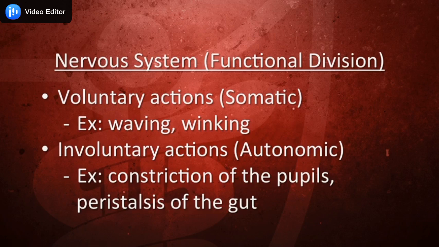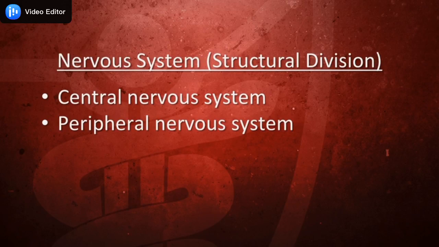Perhaps you've noticed that some components of the nervous system, like the brain and the spinal cord, are housed within the bones of the skull and the spine, or vertebral column, while others, like the nerves running through the arms and legs, are not. Therefore, the nervous system may be structurally divided into the central nervous system and the peripheral nervous system.